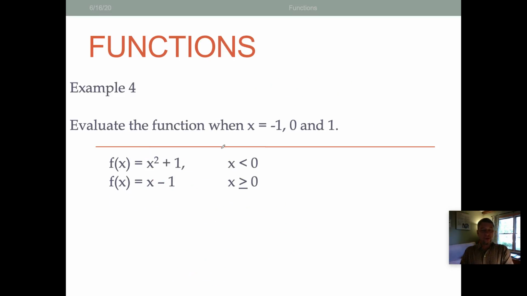So let's have a look at the next example, which is example number 4. It asks you here to evaluate the function when x is equal to negative 1, is equal to 0, and equal to 1. Now, this is what we call a piecewise function, because we're doing this in pieces.